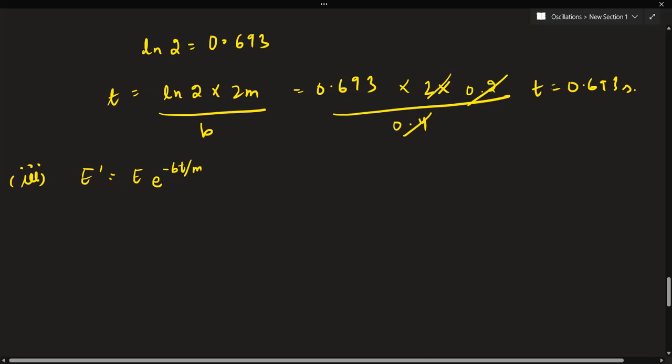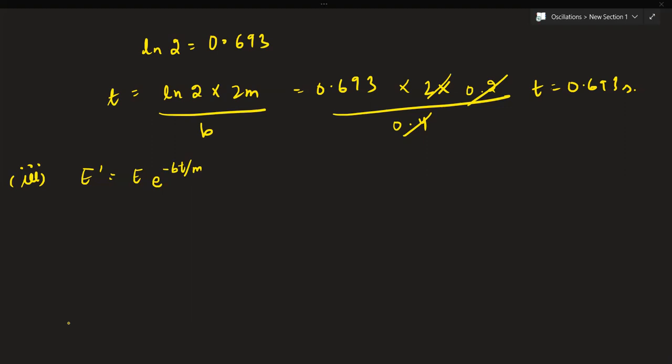So what is the value of E prime that I should put? Yes, what is the value of E prime that we should put? What is the final value of energy that is?